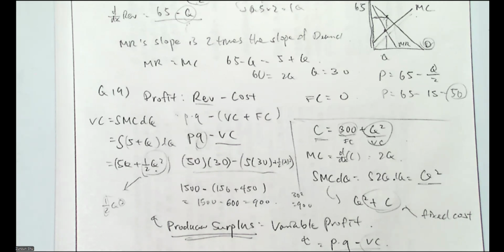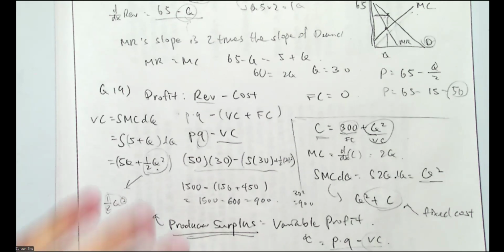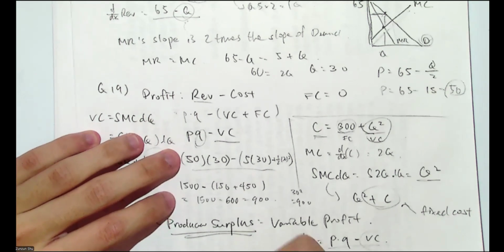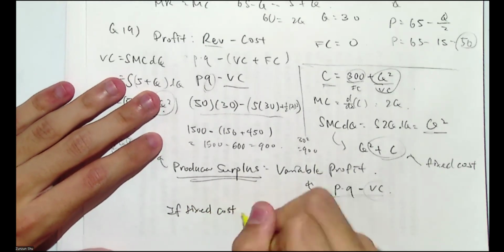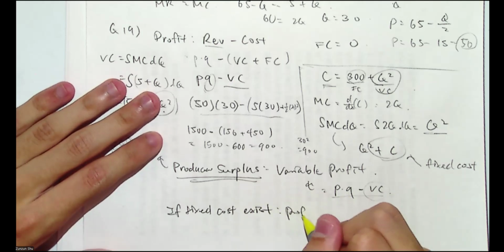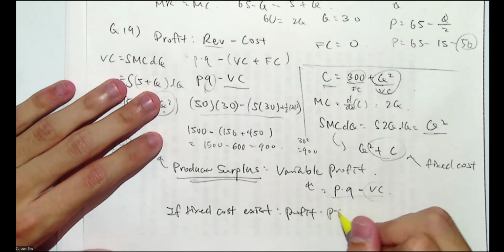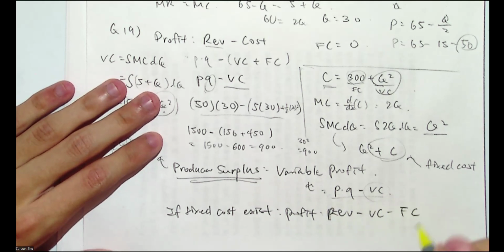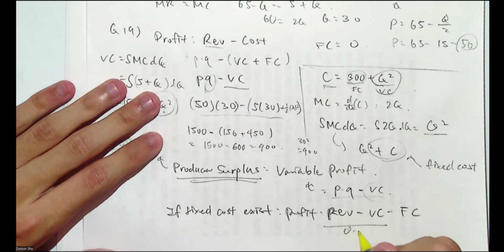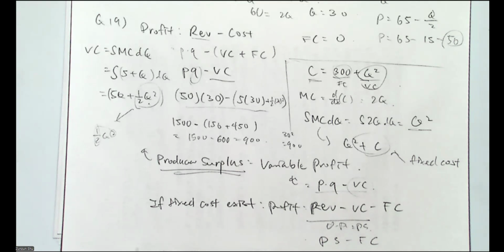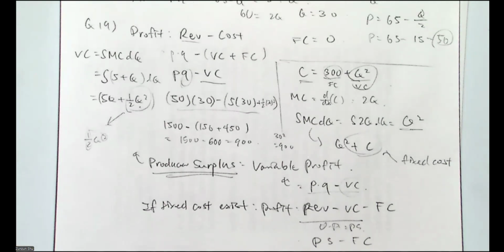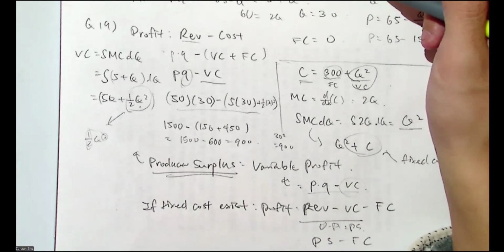However, if this question has a fixed cost in it, then you can't just say that producer surplus gives you your final profit. If fixed cost exists, then to get the profit, you're going to do PQ, or revenue, minus VC minus FC, right? Or in other words, this part is variable profit, or producer surplus. So you're going to do producer surplus minus fixed cost. But here there's no fixed cost, so yeah. And very, very, very well said.